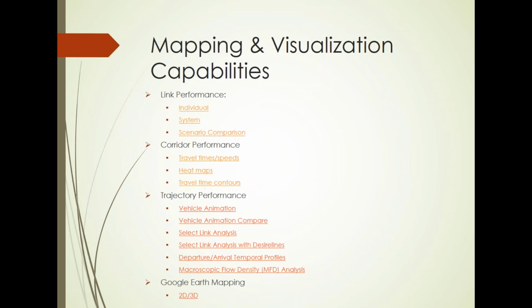The heat map is a very important way of seeing the congestion in space and time. And finally, the most important part, a very powerful way of looking at the corridor performance on a regional basis, is the travel time contour. We'll describe them one by one.